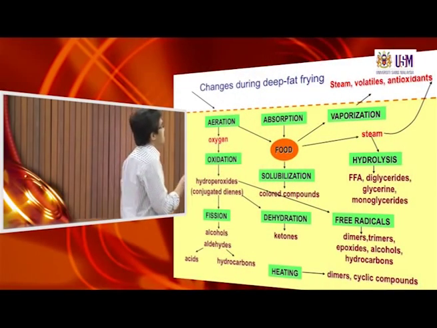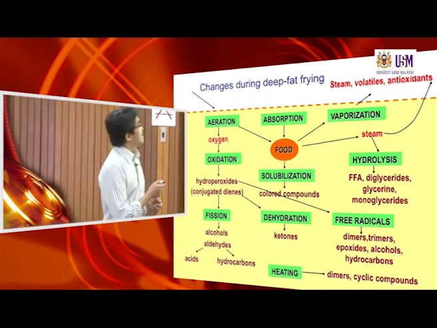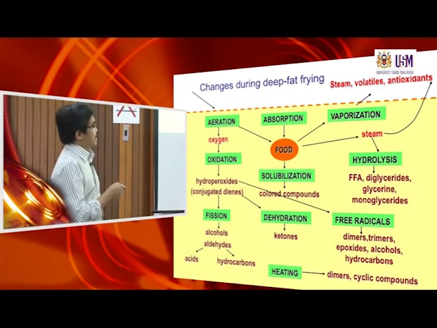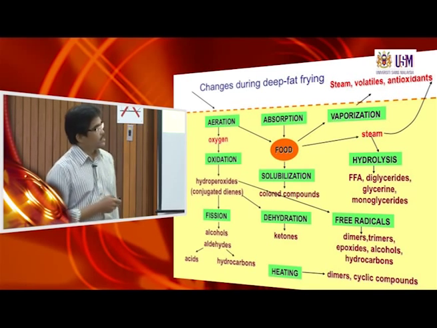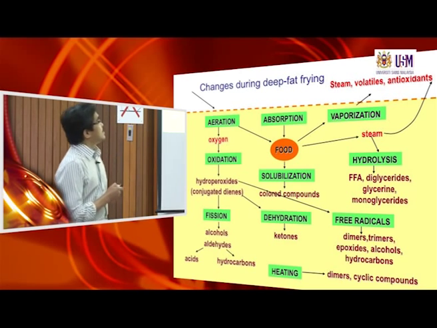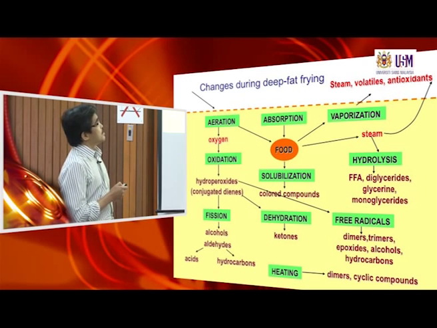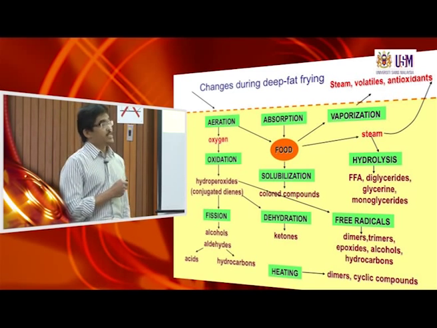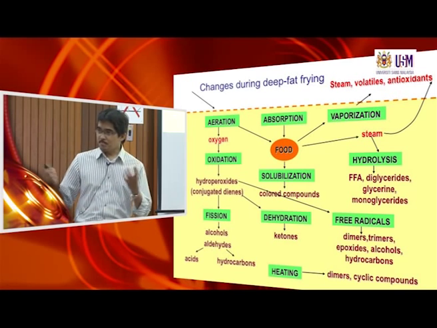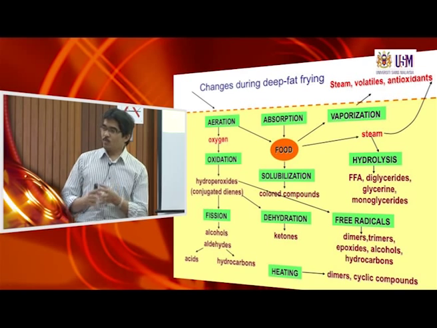So we have the food. So imagine the food always contains water and other things. So it will come in contact with the hot oil. Imagine this oil is very, very hot. Okay? So where to start? Let's look at what happened to the water in the food. It will just vaporize in a split second. It's so fast. So fast, yeah.